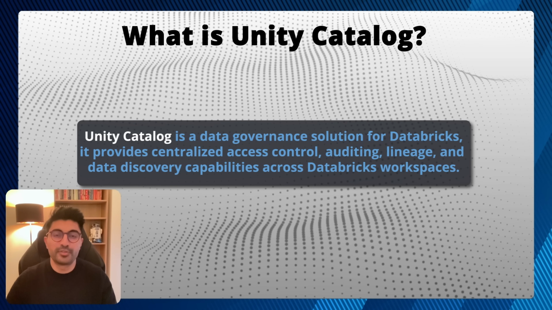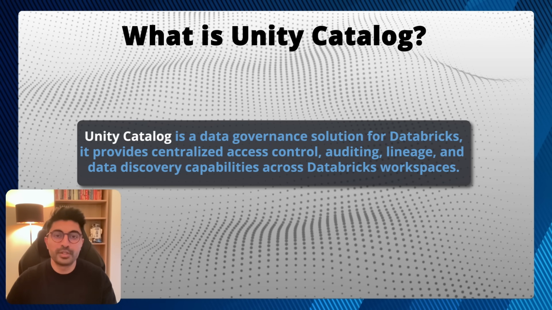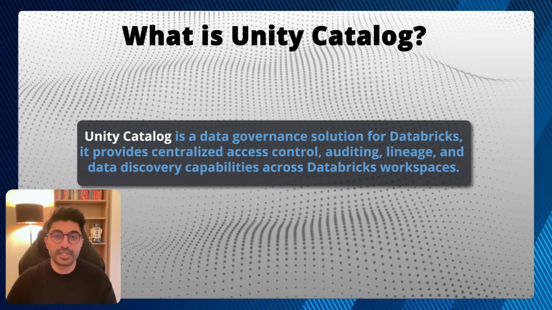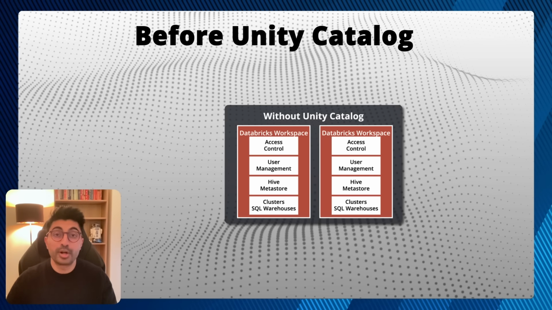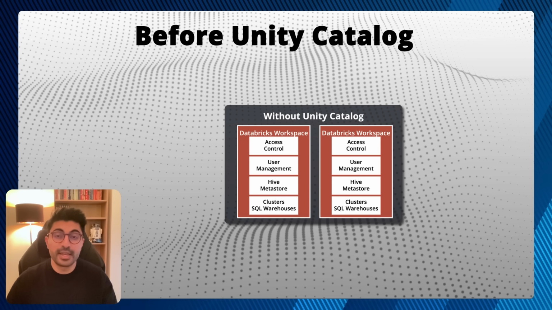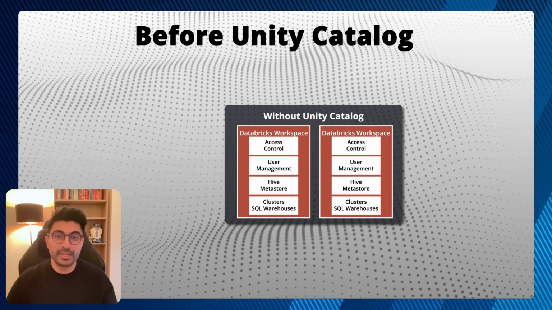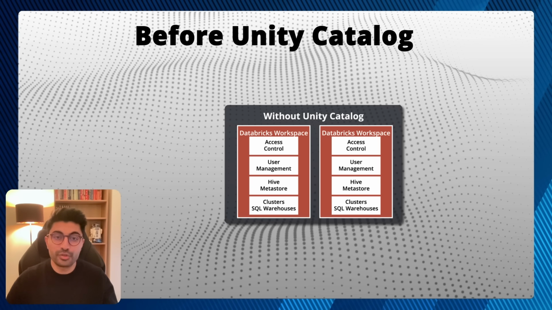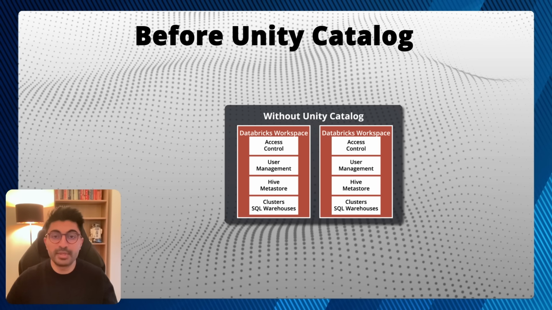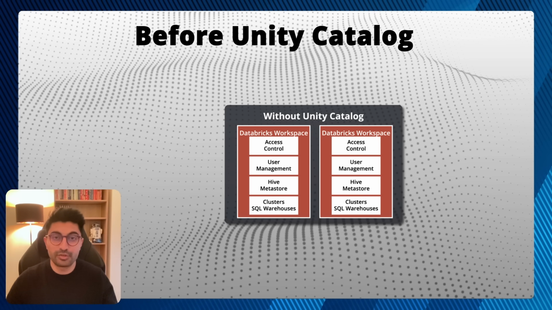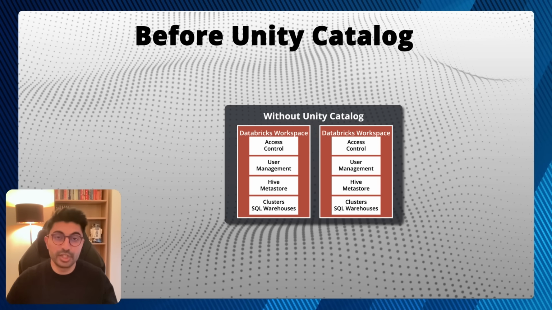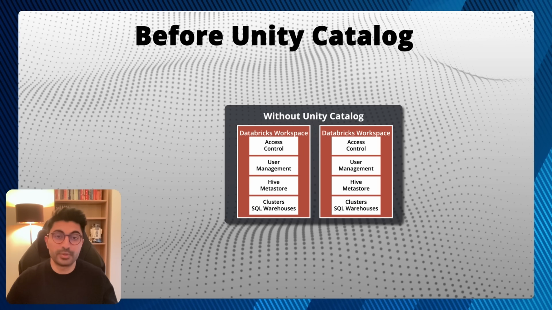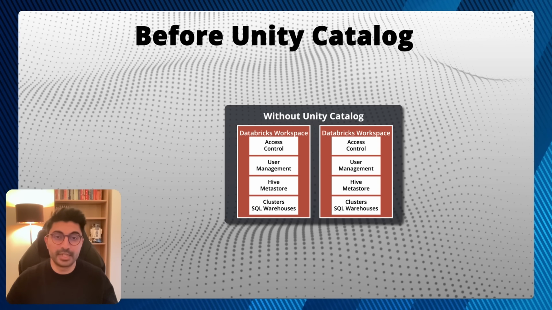Unity Catalog provides centralized access control, auditing, lineage, and data discovery capabilities across Databricks Workspaces. Prior to Unity Catalog on Databricks, everything related to governance and data management was controlled at a workspace level. So access control, user management, and the Hive metastore were completely decentralized, and they were managed individually at a workspace level. Each workspace had its own Hive metastore.